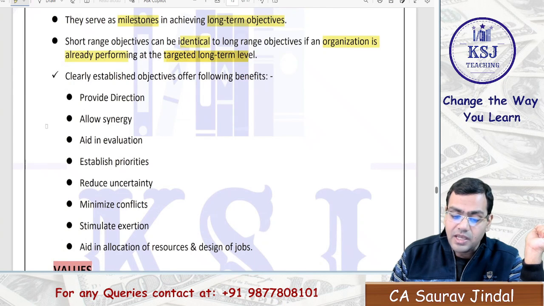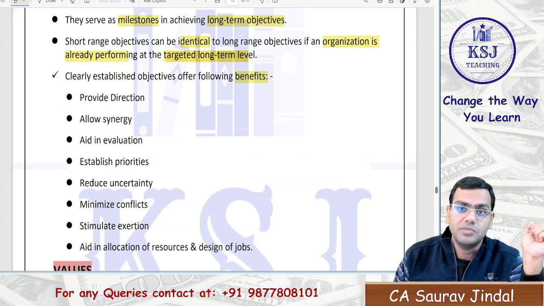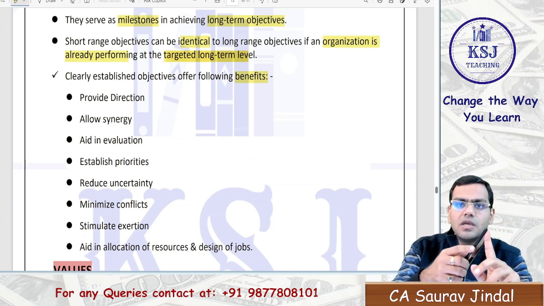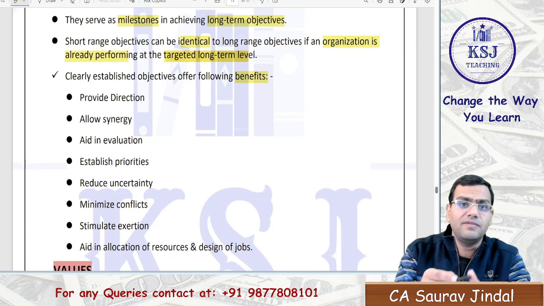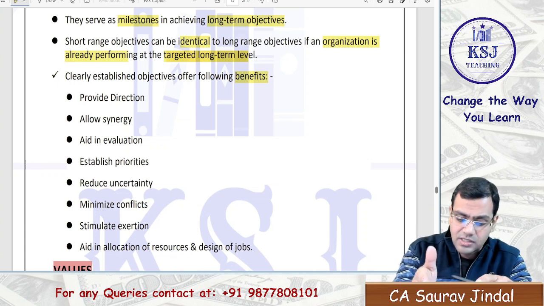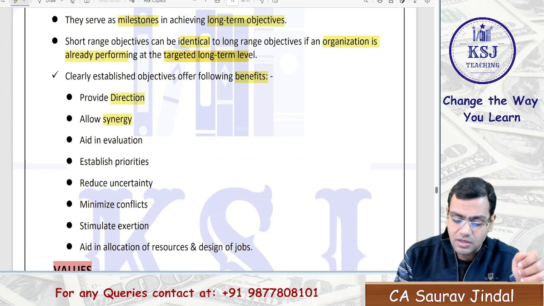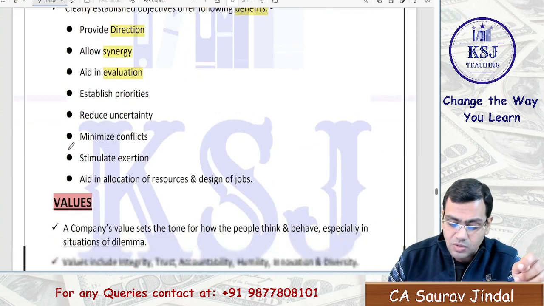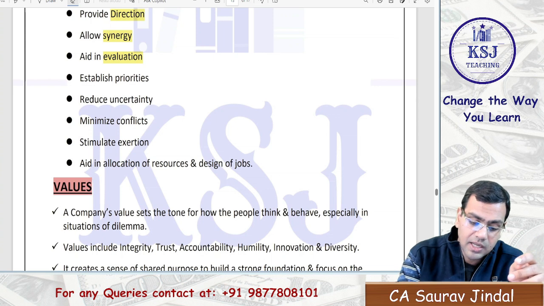Now, clearly established objectives offer the following benefits. What are the benefits if you clearly establish the objective? Just think about it. Sir, you will be able to achieve your goals. The clarity amongst the employees will be there, what they want to achieve. The direction will be very clear, in which direction the organization wants to move. It provides direction, allows synergy, that is the coordination between all, and aids in evaluation: whatever standards or goals you have set, are you on the right path? It establishes priorities, what is to be done first and what later, right?